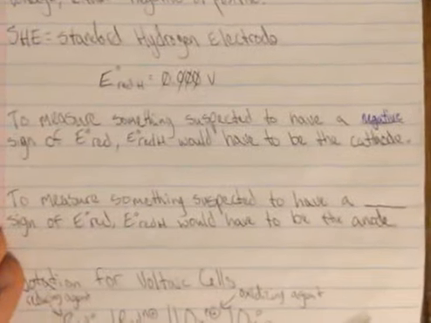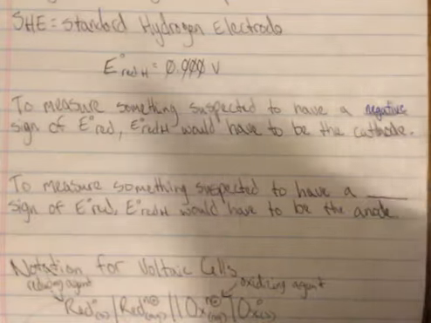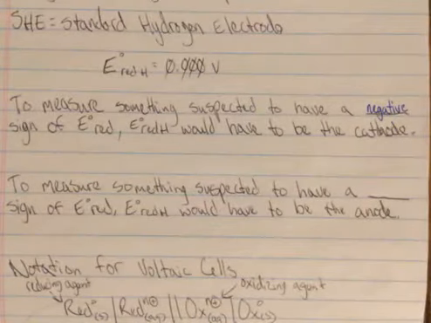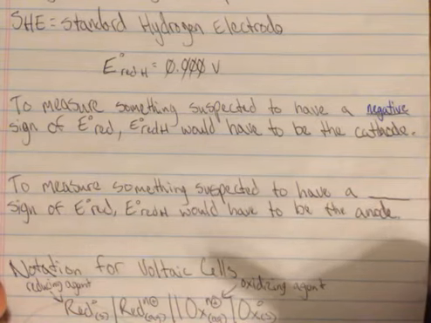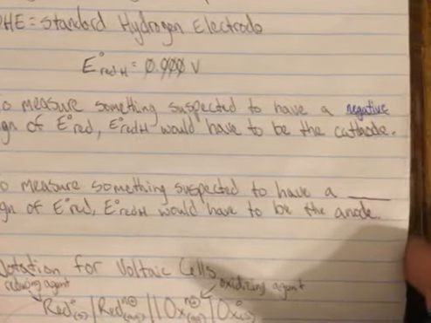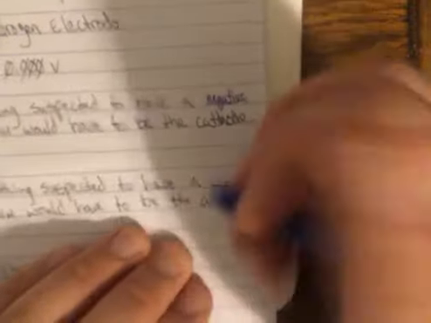Okay, so conversely, to measure something suspected to have a positive sign of E red, standard ESHE would have to be the anode. So in other words, those electrons would have to come from that hydrogen electrode and go to the one with a higher reduction potential. Okay, so positive.